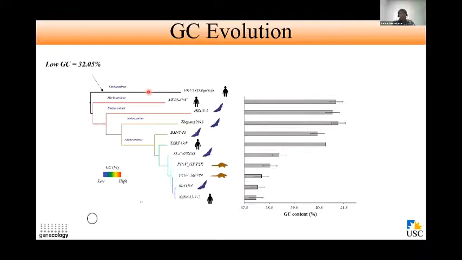So this simply tells us that at this point, this is the common ancestor of all these viruses. This common ancestor might have had the highest GC content, and over time, this GC content declined in the SARS-CoV-2 lineage.